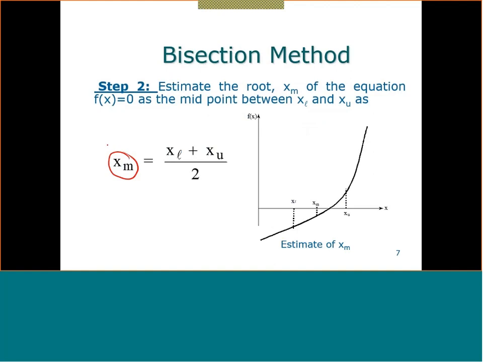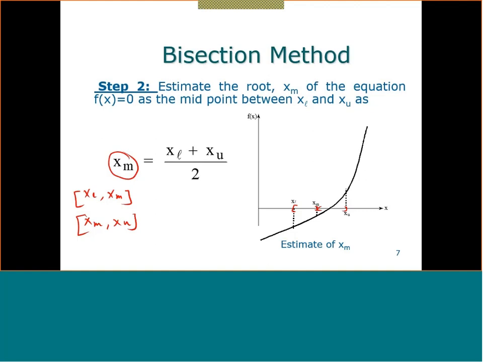Now I have two sections. I have a section from xl until x of m, and another section between x of m until x of u. So what should I do now? I will come back and do my test again. Now, instead of testing at x of L and x of U, I will test at x of L, x of M, and x of U, and I will do exactly the same test.